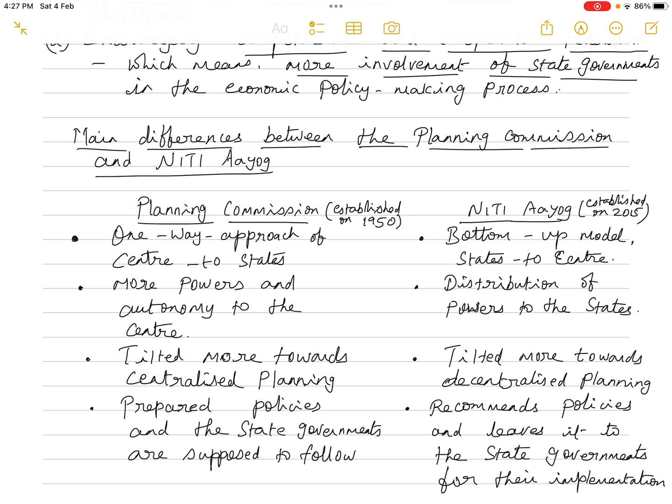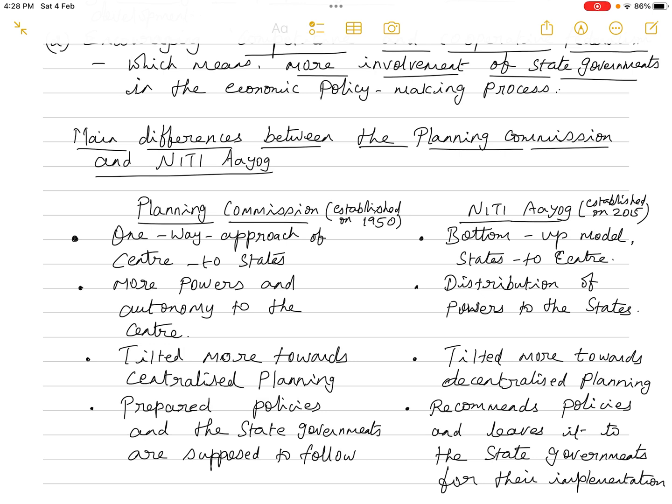So the first difference is the one-way approach of center to states. The Planning Commission is a one-way approach. Whatever policies the central government and the Planning Commission make, all the states have to follow. That is a one-way approach. But as far as the NITI Aayog is concerned, it is a bottom-up model, that is, states to center. The states have their own policies.